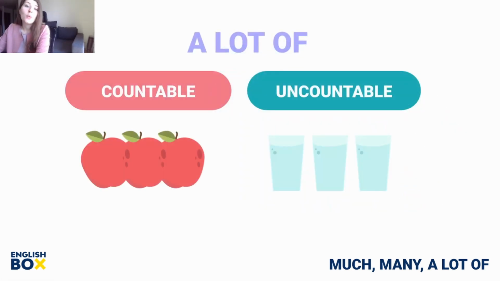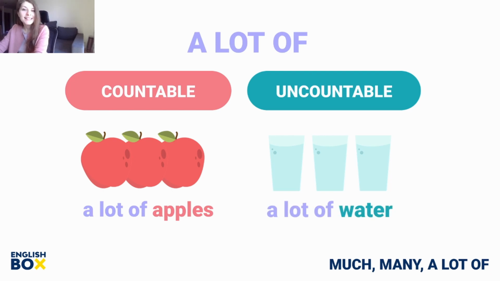Now there is another quantifier that we can use to say that there is a large amount of something. It is a lot of or lots of. This is a very good quantifier because we can use it with both countable and uncountable nouns. Countable and uncountable nouns. So you can say a lot of apples, and you can also say a lot of water. Isn't that cool?